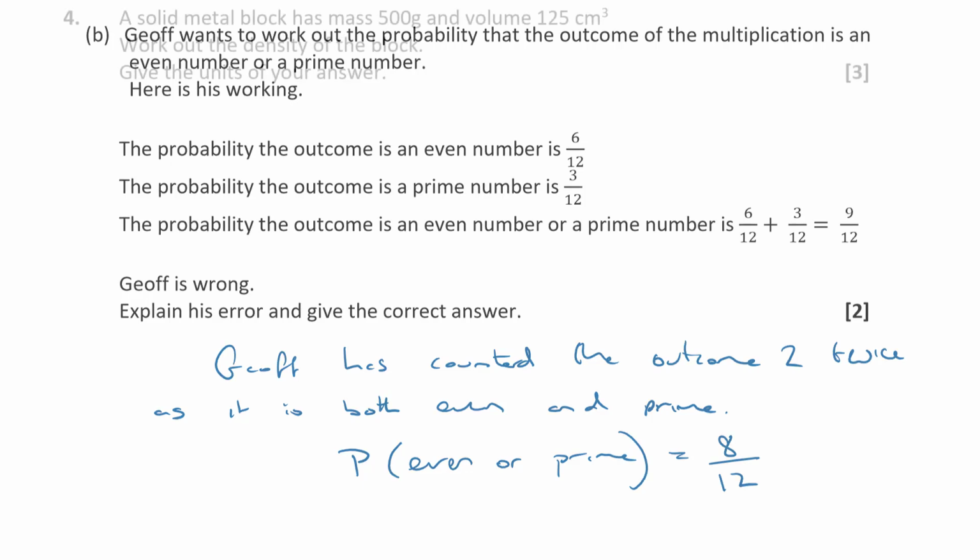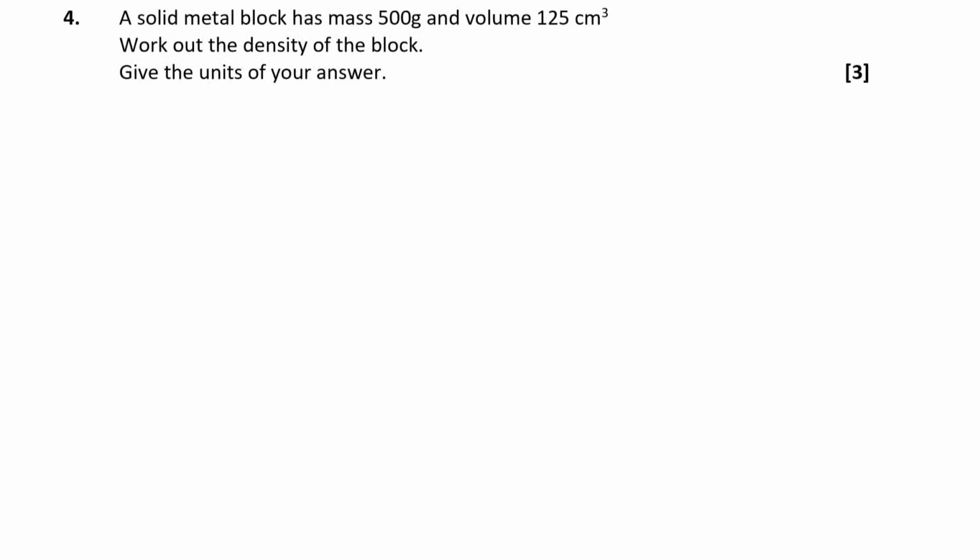Okay. Question 4. A solid metal block has mass 500 grams and volume of 125 cubic centimeters. Work out the density of the block. Give the units of your answer. Okay. So a solid metal block has mass, so mass is equal to 500, and then volume is equal to 125, and we want to work out density, don't we?